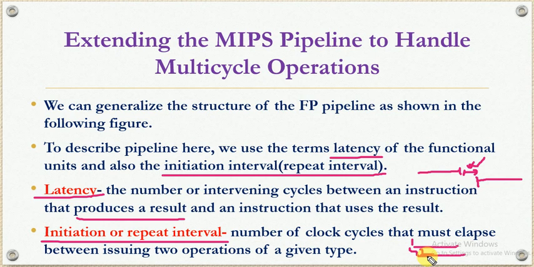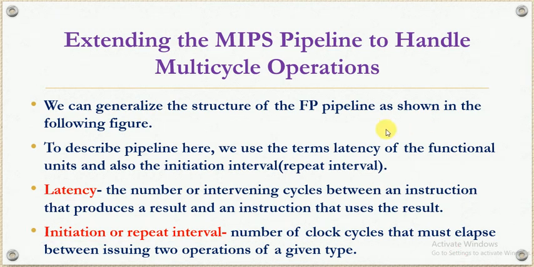Normally if two instructions of the same type are given, like two additions, the first will start at the first clock cycle and the second will start at the second clock cycle with its instruction fetch operation. So we need to consider the latency and initiation or repeat interval for the explanation of this multi-cycle operation implementation in the MIPS pipeline architecture.